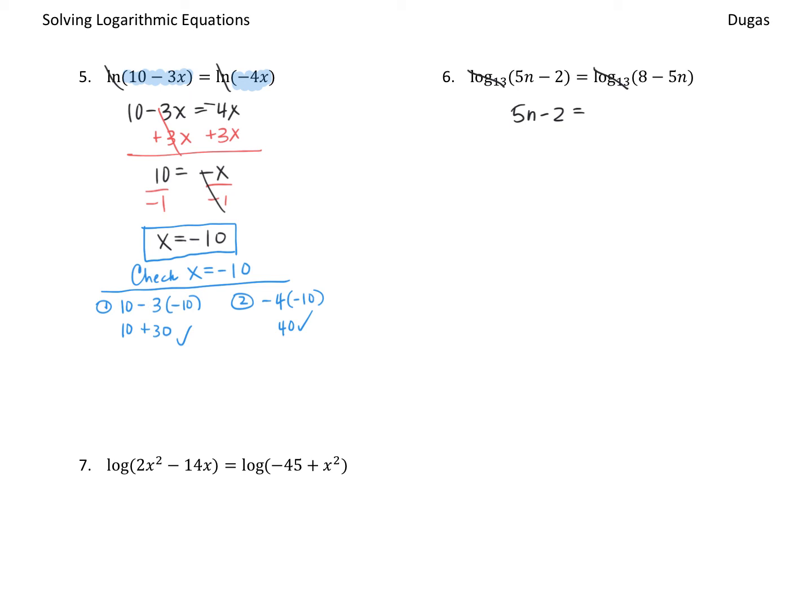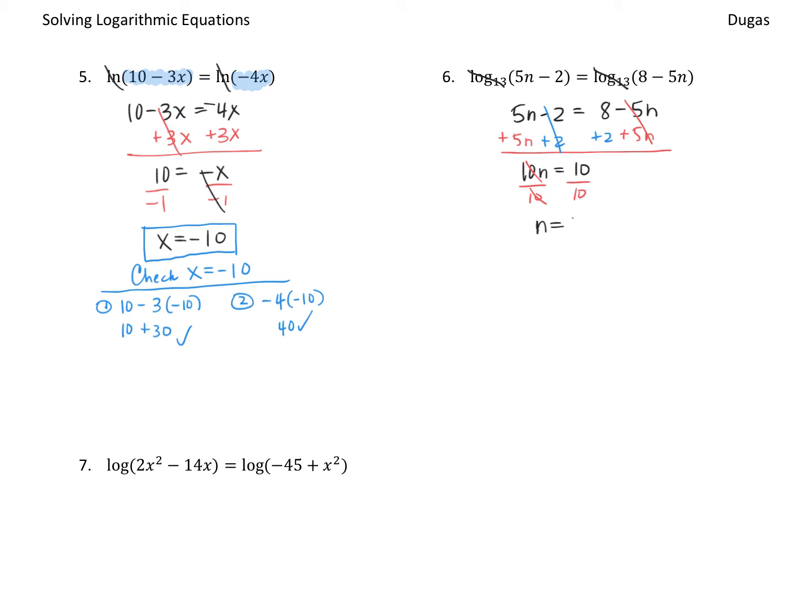So I can create an equation where I just set the arguments equal to each other. So 5n minus 2 equals 8 minus 5n. And then I'm going to solve that simple linear equation. So bring all my n's to one side. So I can add 5n to both sides. Add 2 to both sides. So bring my constants to the right. And I will get 10n is equal to 10. And then I finish by dividing by 10.